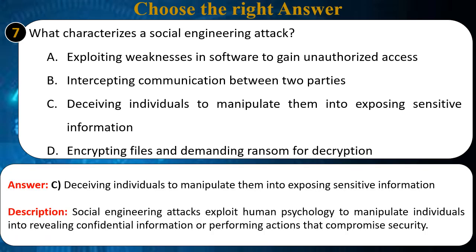The characteristic that best defines a social engineering attack is C. Deceiving individuals to manipulate them into exposing sensitive information. Social engineering attacks rely on psychological manipulation rather than technical exploits to achieve their goals. Attackers employ various tactics to trick victims into revealing sensitive information. This could include passwords, credit card numbers, social security numbers, or other confidential data.